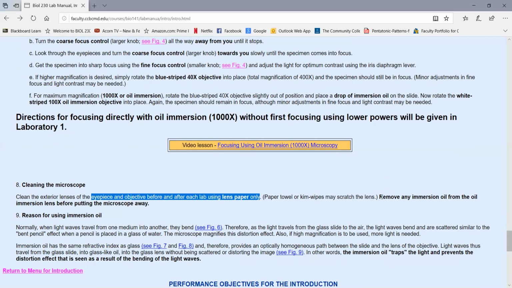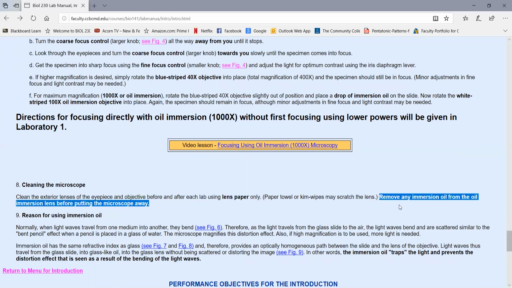And before you put the microscope away at the end of a lab, always remove any immersion oil from the oil immersion lens before you put the microscope away. And again, use lens paper for that. The lens paper can go in a regular trash can when you're done.